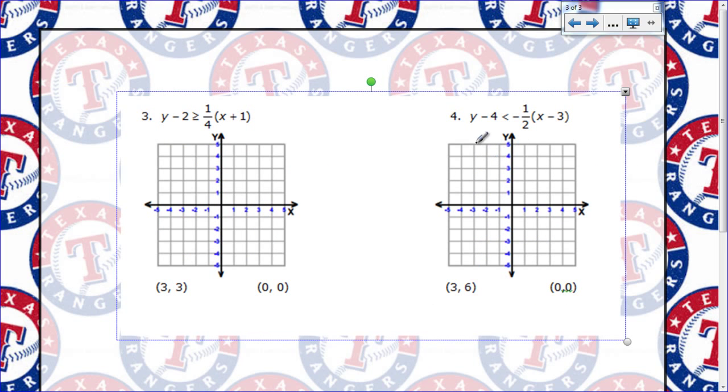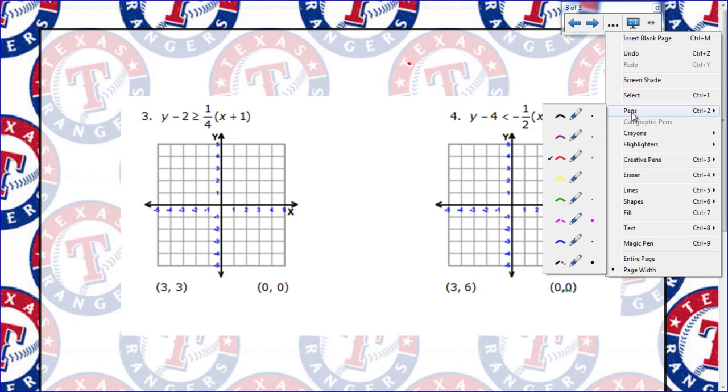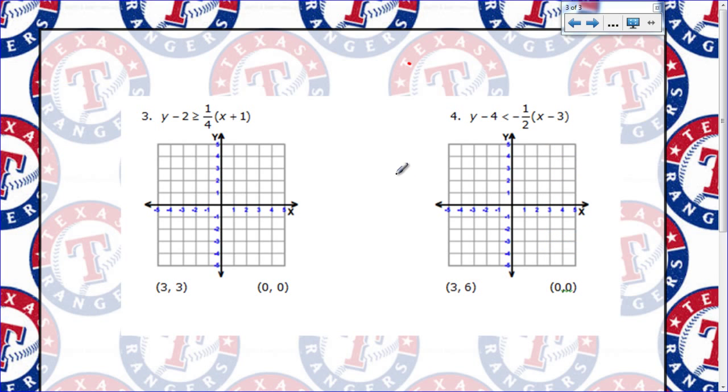So let's do a couple more real quick. So number 3 here, you have your equation. y minus 2 is greater than or equal to 1/4 times x plus 1. So our point, first of all, we're going to do x1, y1. So this one becomes -1 because of the plus sign. And this becomes +2 because of the minus sign. So we'll plot our point, -1, 2.